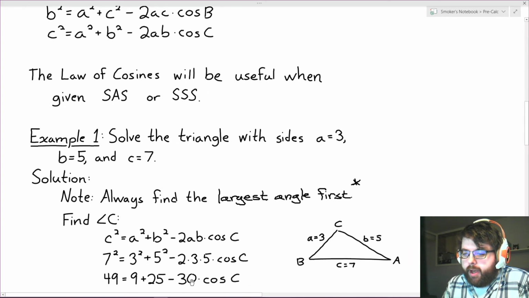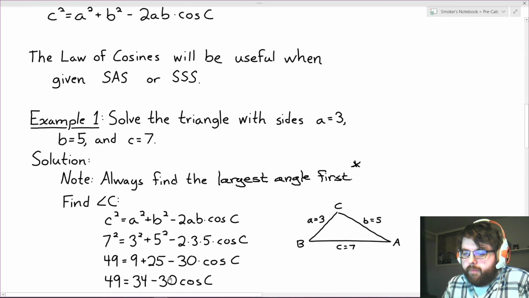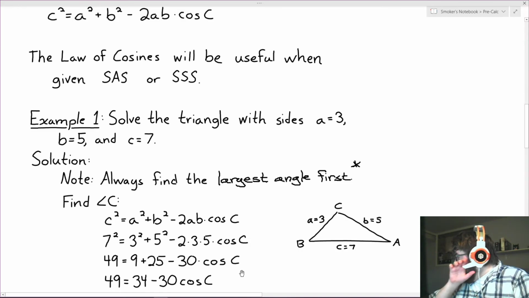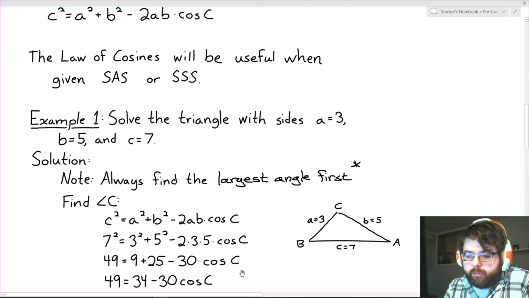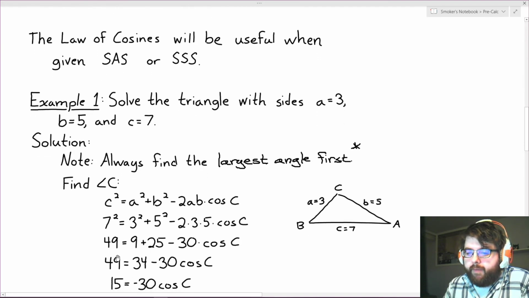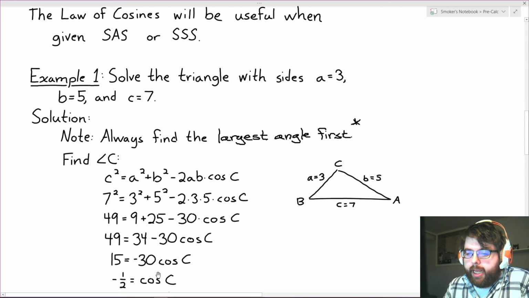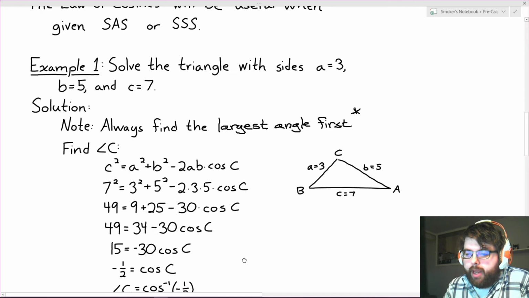49 equals 9 plus 25 minus 30 cosine C. Should get 34. Do not do 34 minus 30. You cannot do that, people will do that. I can see it now. This cosine C makes this a variable where you can't combine like terms. So I actually have to subtract 34 from both sides. I get 15. Now I'm going to divide both sides by negative 30, and I get negative 1/2. Cosine C is equal to negative 1/2.